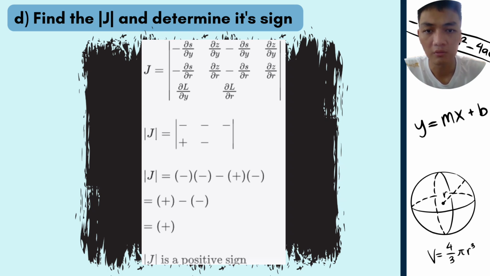The calculation of the determinant of J is shown step by step. Determinant of J equals negative times negative times negative minus positive times negative, which equals positive minus negative, and the answer is positive. So this indicates that the determinant of J is positive.